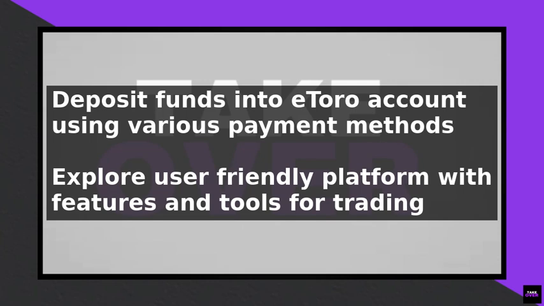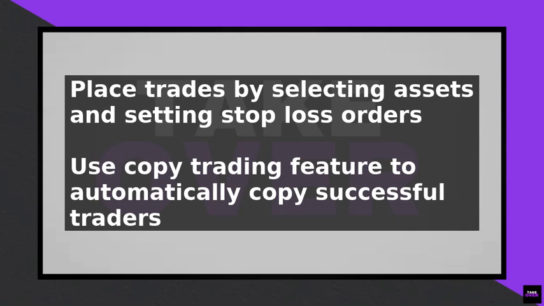You can also set a stop-loss order to limit your potential losses, and a take-profit order to lock in your profits. Etoro also offers a feature called copy trading, which allows you to automatically copy the trades of other successful traders on the platform. One of the key benefits of trading with Etoro is the ability to trade with leverage.